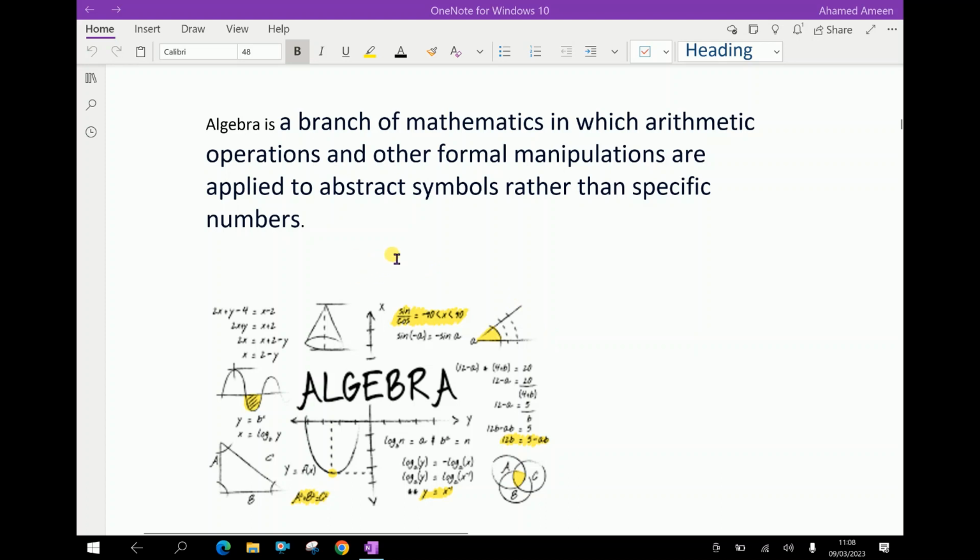Without algebra, there is no mathematics. Algebra is the queen of mathematics. It is a branch of mathematics in which arithmetic operations and other formal manipulations are applied to abstract symbols rather than specific numbers.